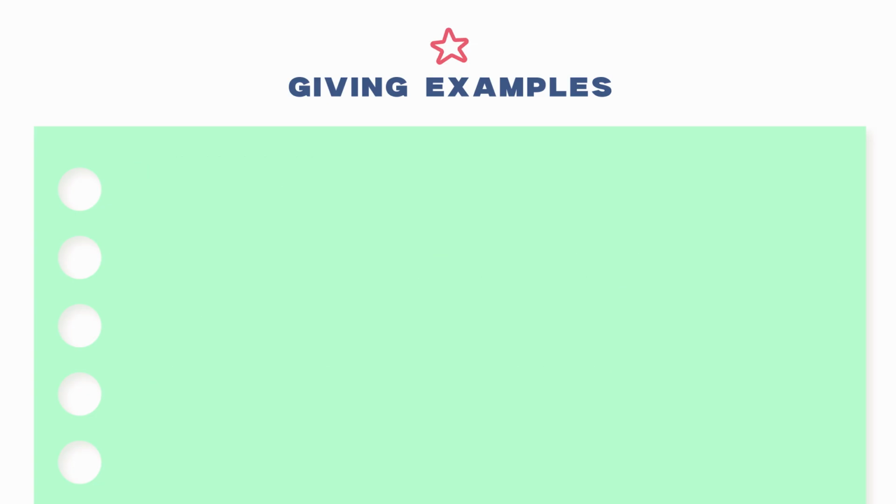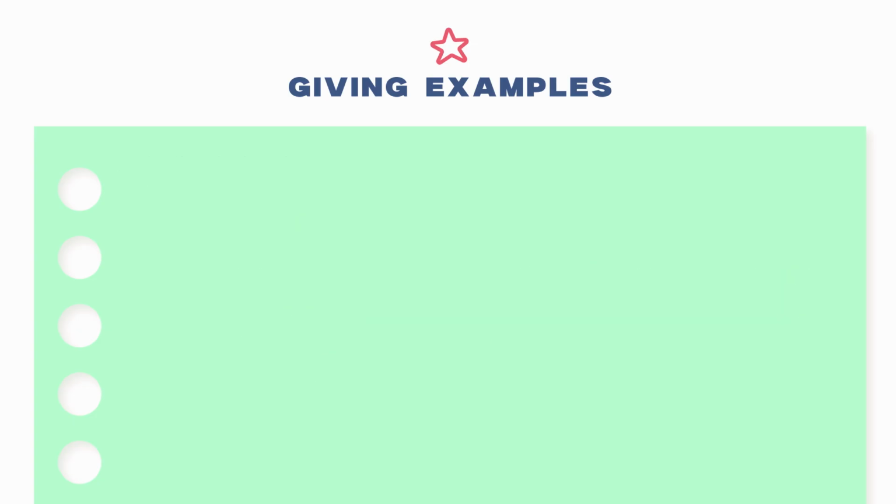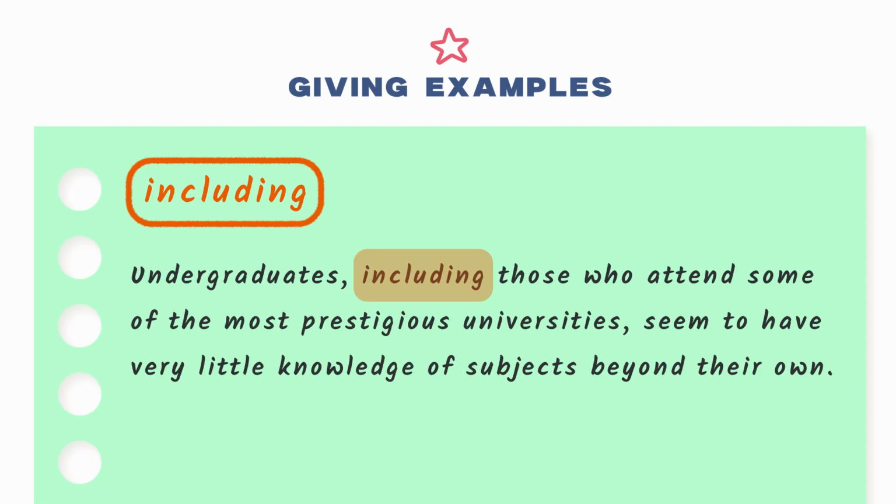Our next linking word is such as. We can use such as to provide examples. For example, many scientists, such as biologists and chemists, worry about how little the general public seems to know about their subject. Our next phrase is including. We can use including to talk about examples, or when we want to provide examples about a specific field or subject or group of people. Undergraduates, including those who attend some of the most prestigious universities.